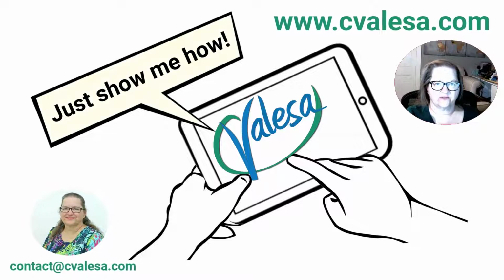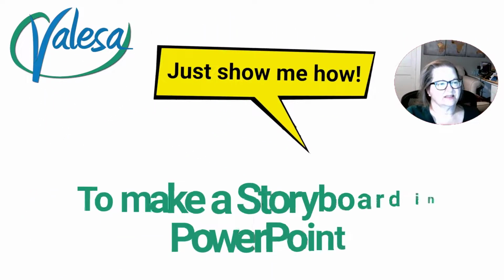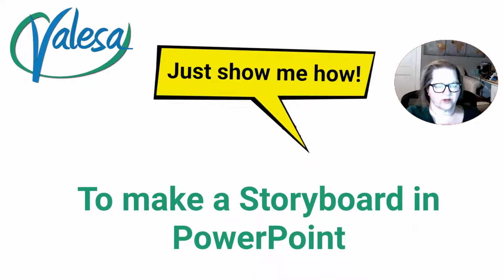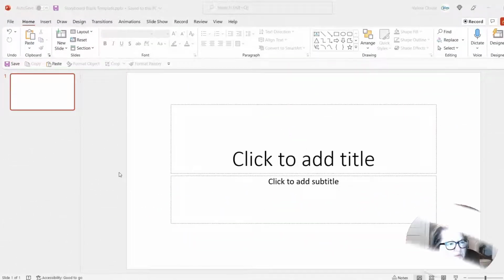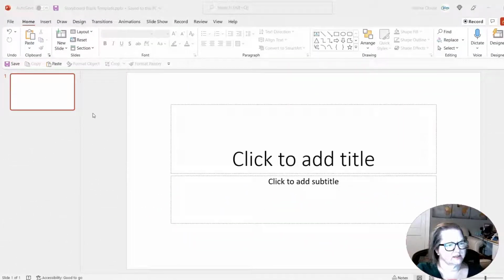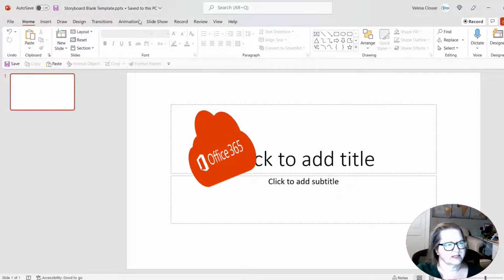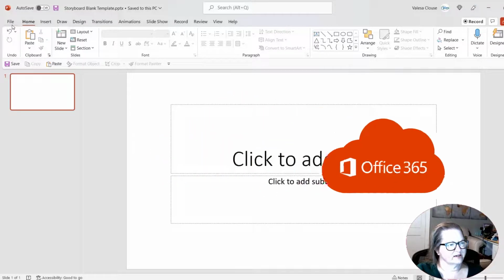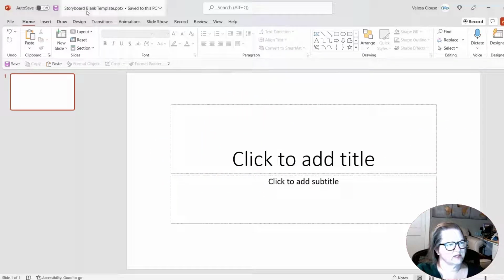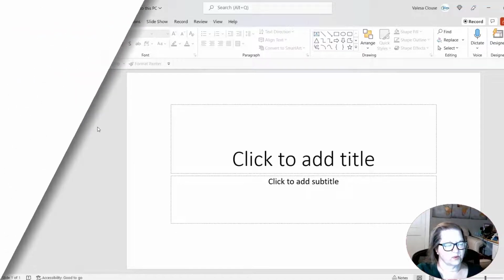This is another video of Just Show Me How to create a storyboard in PowerPoint. So we'll get started. We are sitting on the first slide of PowerPoint, and I'm using Office 365. We did File, Save As, and saved the storyboard blank template file to the hard drive. And now we're ready to begin creating the storyboard.